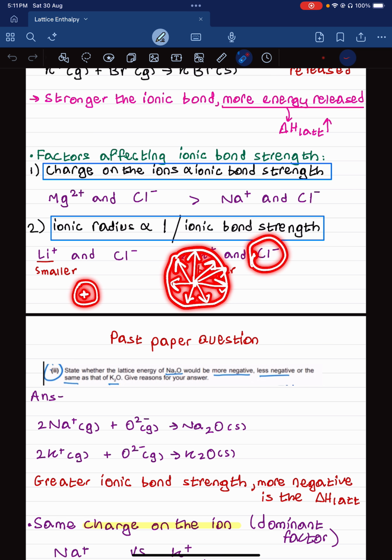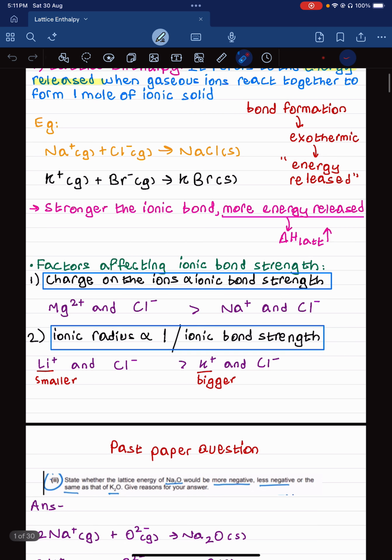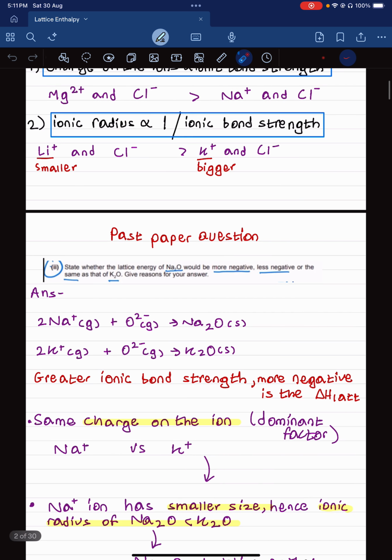But now let's take a look at lithium chloride. The same charge is concentrated in a smaller area. It's not spread, it's instead concentrated. So because of that, it will be able to attract the chloride ion more strongly. Because it attracts it more strongly, a stronger ionic bond is formed. Because a stronger ionic bond is formed, a greater amount of energy is released.